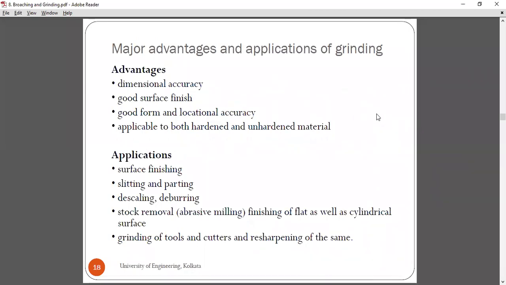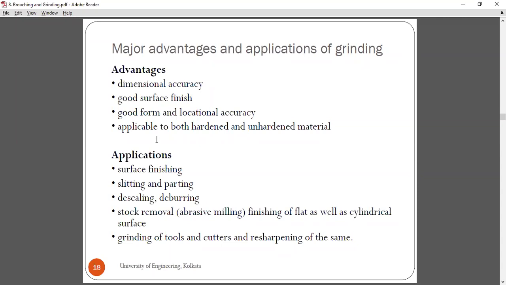Now, the major advantages and applications of grinding. The advantages are dimensional accuracy. We get very good dimensional accuracy, we get good surface finish, we get good form and locational accuracy, right? Like suppose I want to grind at a specific place, I can do that. We can apply the grinding process to both hardened and unhardened material, right? So an application of this grinding process is surface finishing. We can finish the surface of the material.